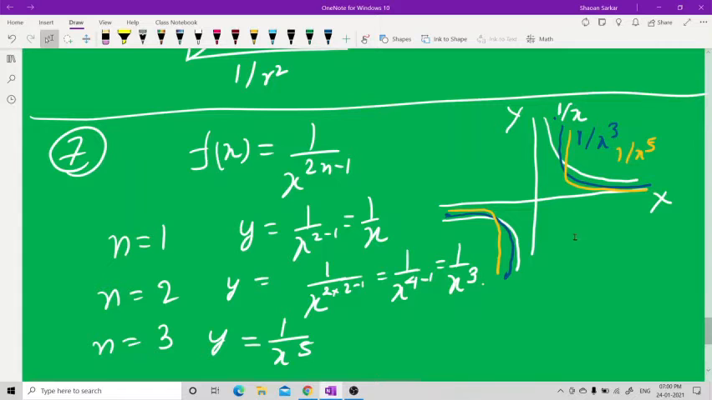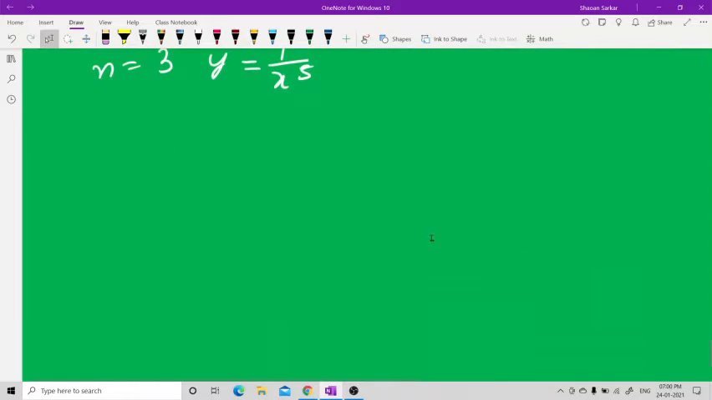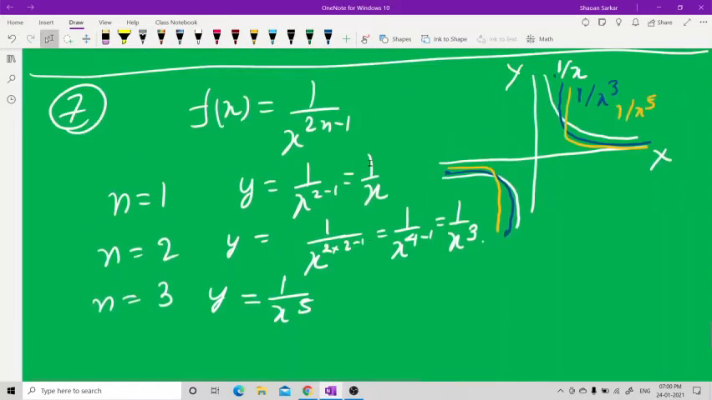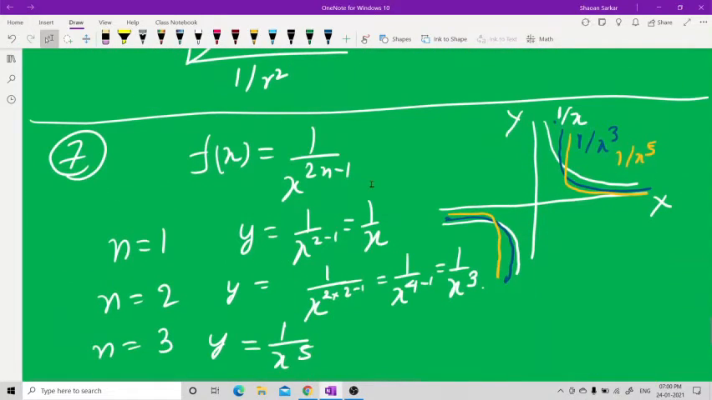Now the next one is the eighth one. This is for odd powers. Now for even powers, we will now see, first of all, the range would be the same. The range would be the same as we just saw here. See, the range would be as you saw in 1 upon x.